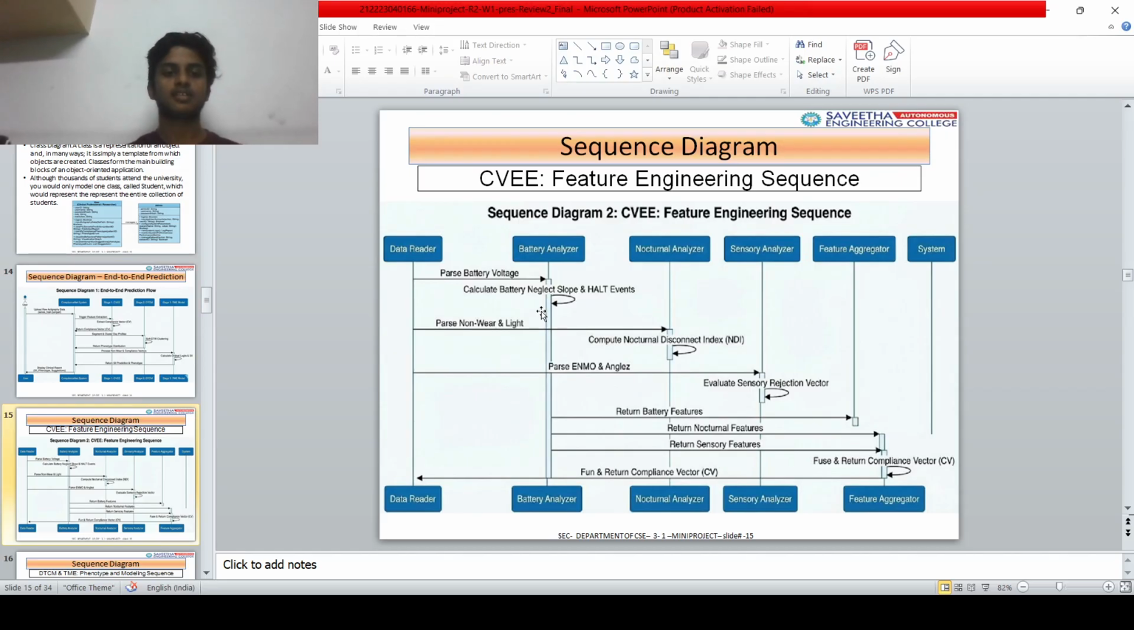This diagram focuses on the compliance vector extraction. Raw telemetry data is processed sequentially. Battery life and non-wear patterns are analyzed. Behavioral features are generated. These features are passed to the model.